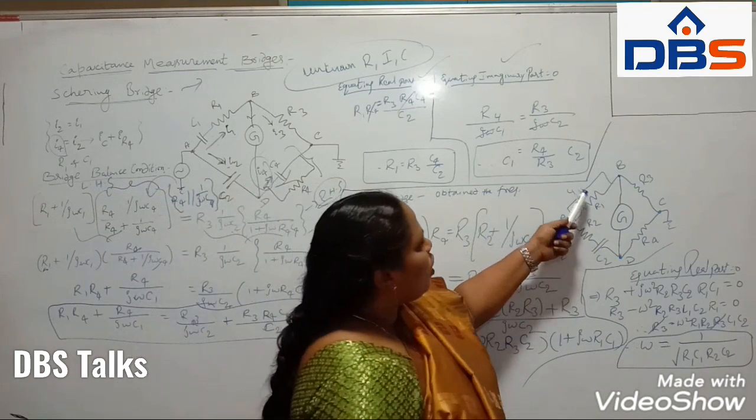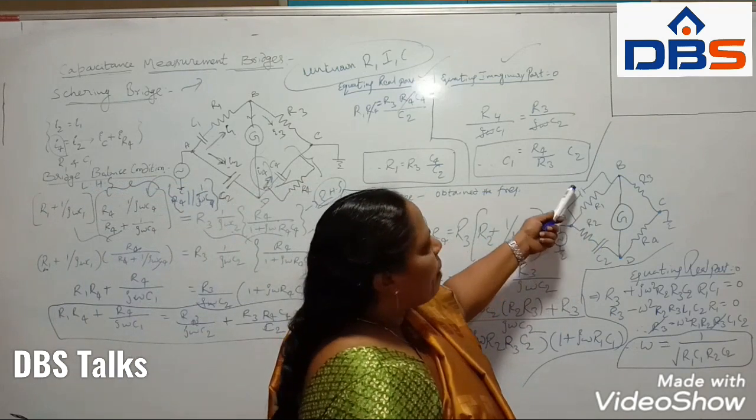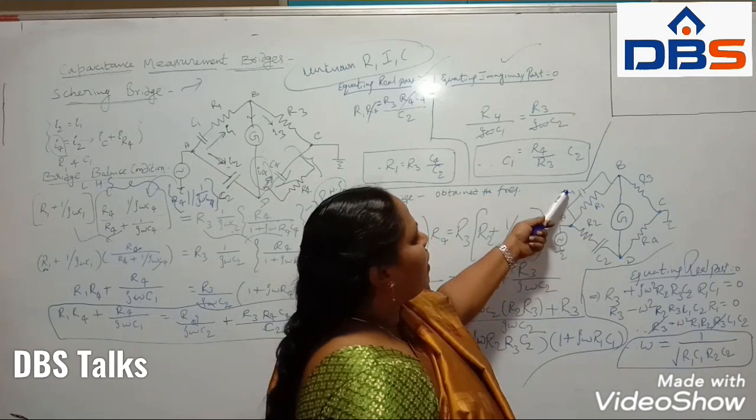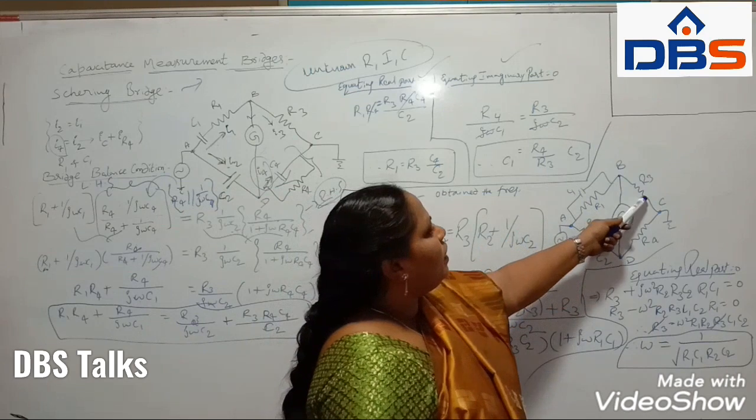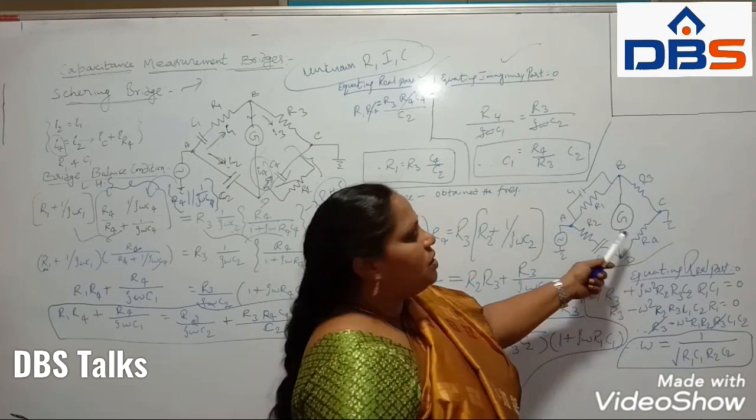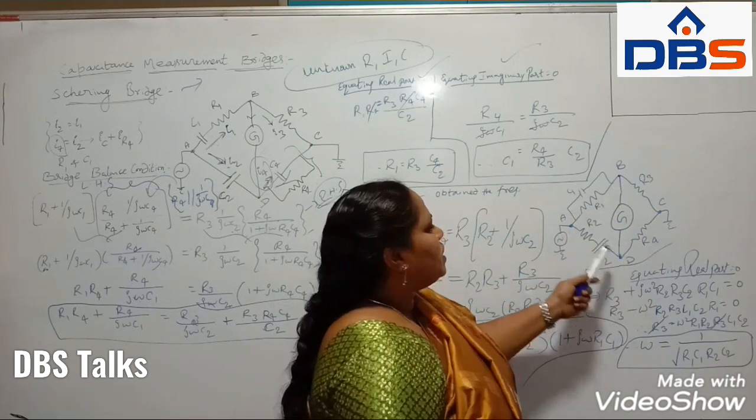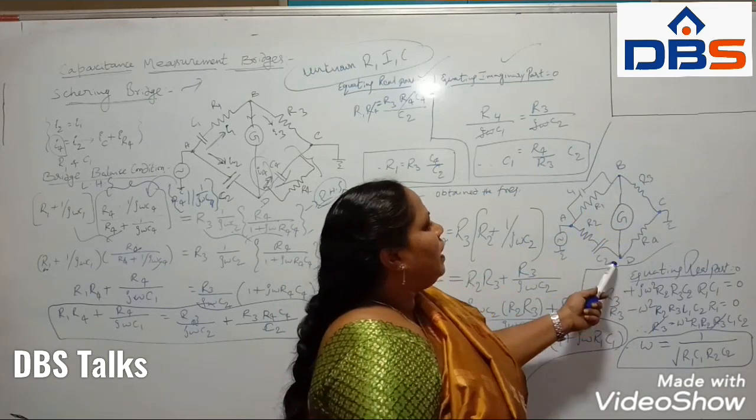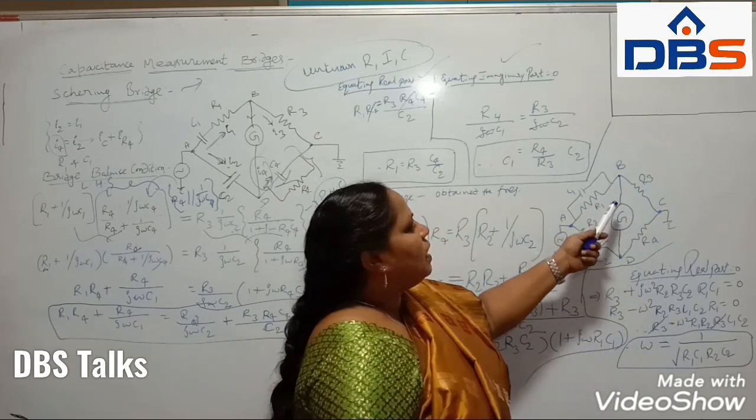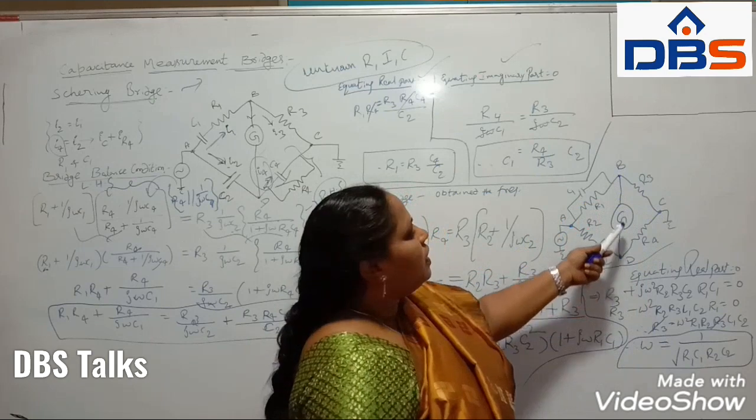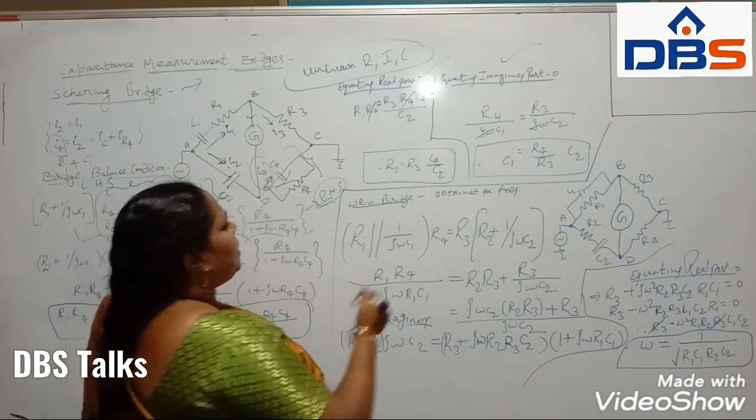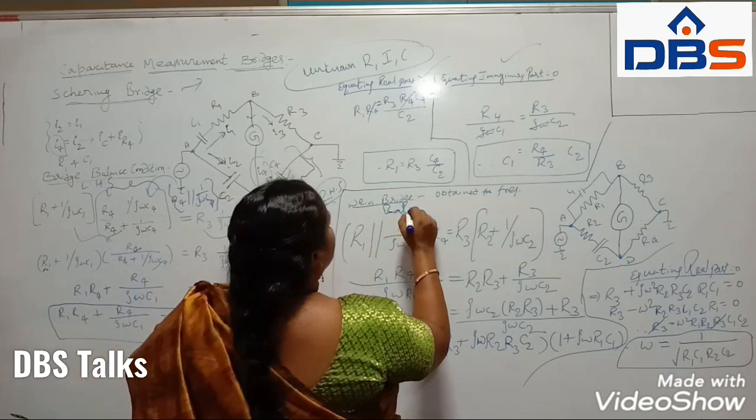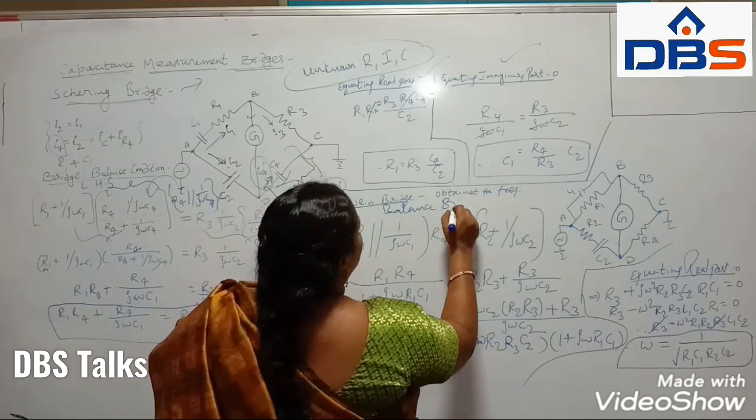Here, this is the parallel combination of R1 C1, and here the series combination of R2 C2, and we can take R3 and R4 terms. First, you remember the nodes A, B, C and D. All bridge concepts are connected through the galvanometer G.